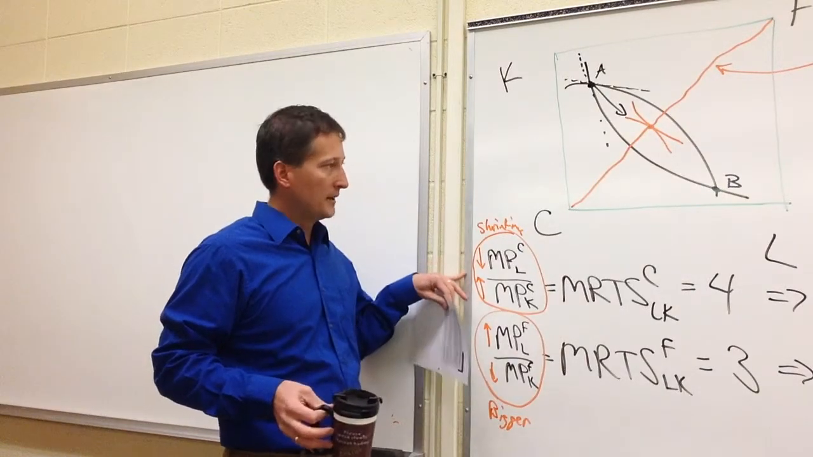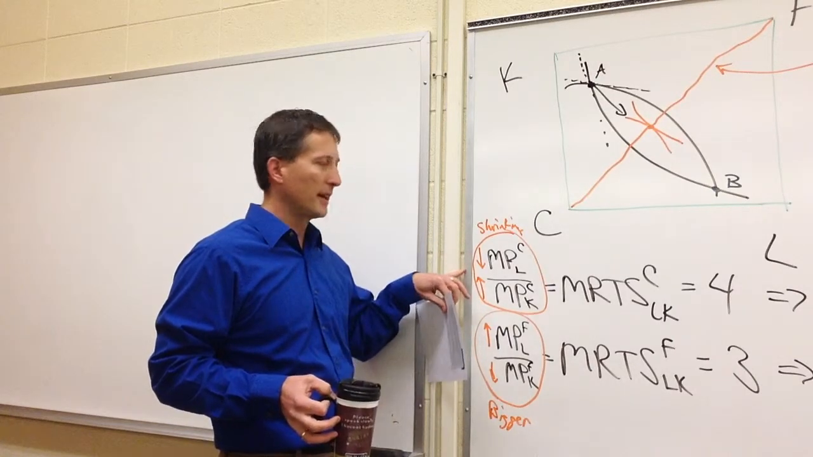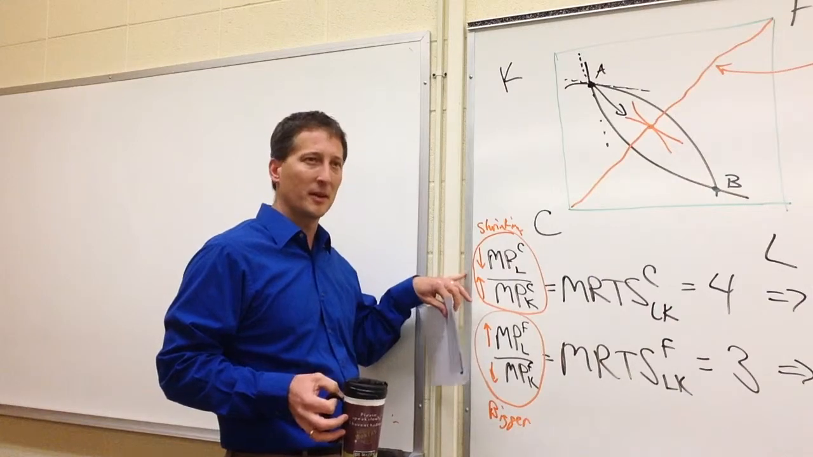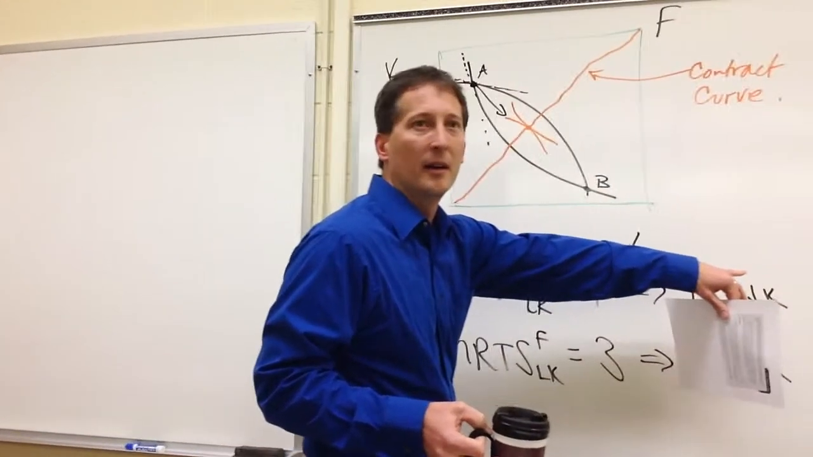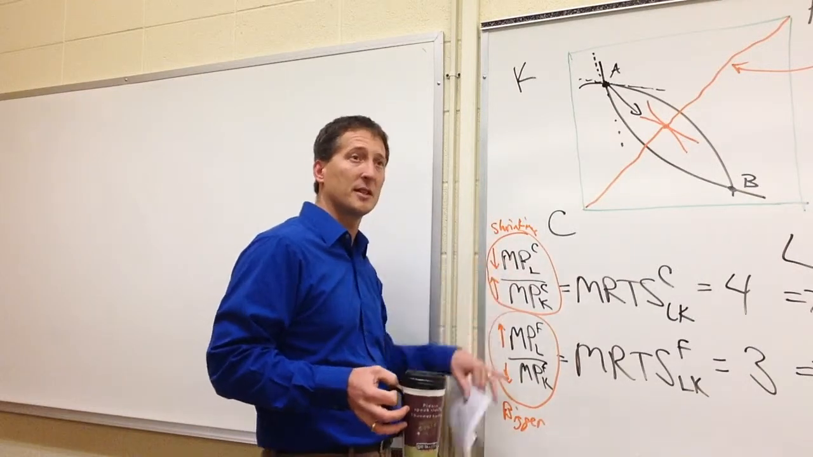You should definitely get this down, because on a multiple choice problem, there might be something like: suppose labor is going up, what's happening to the marginal rate of technical substitution? So these directions help do that.